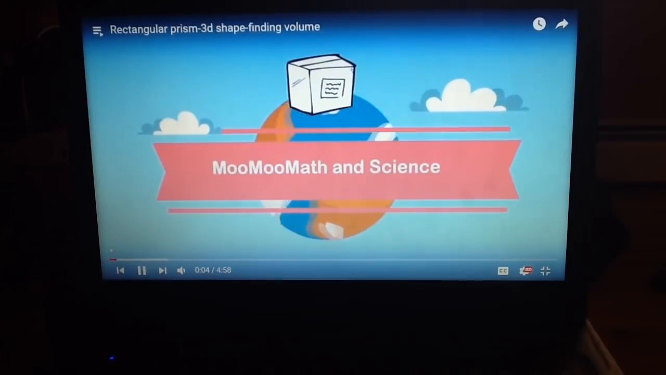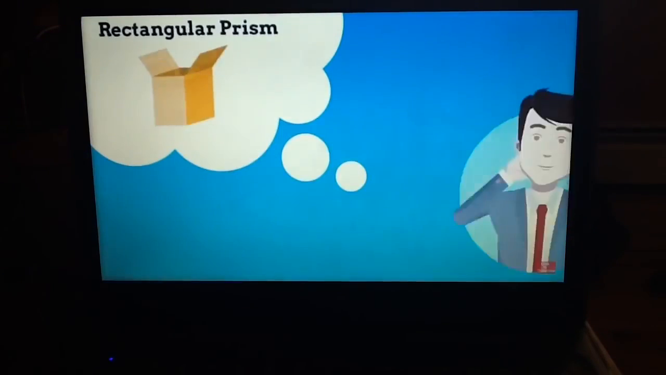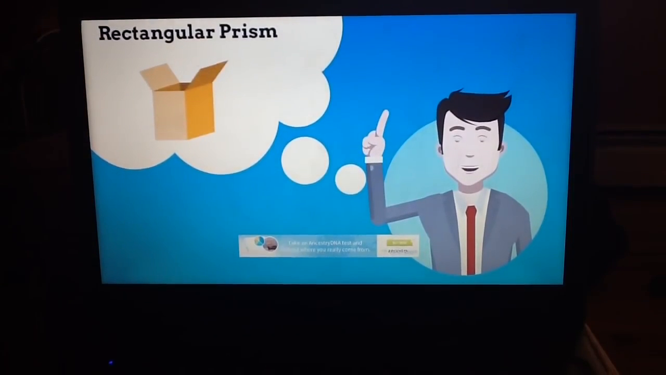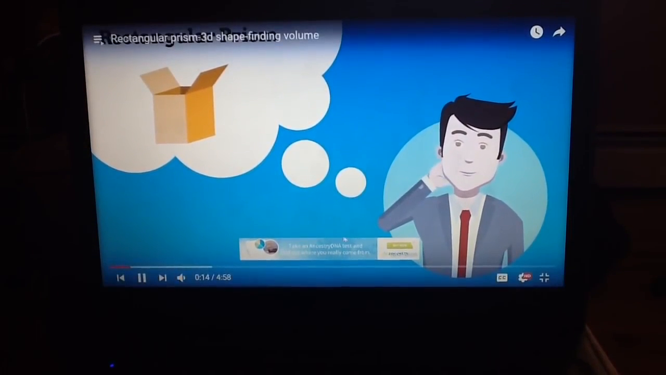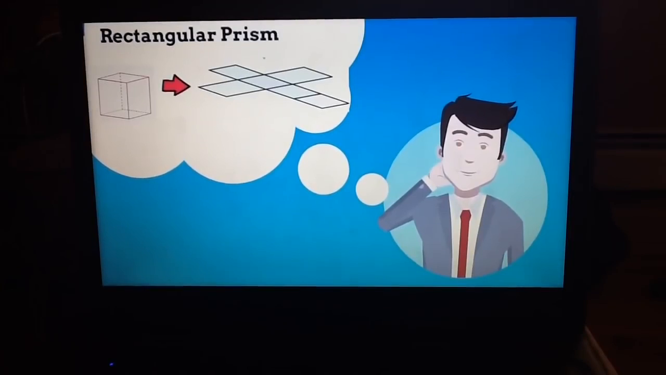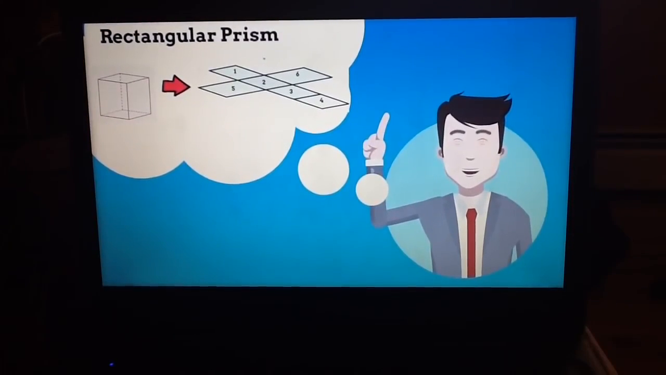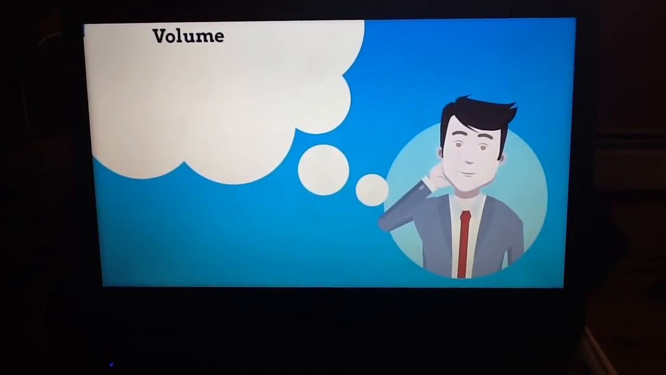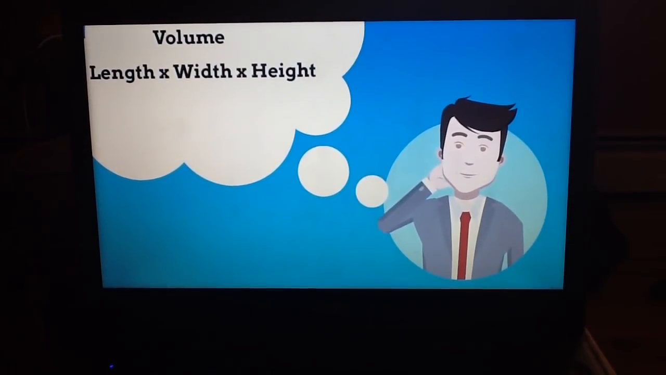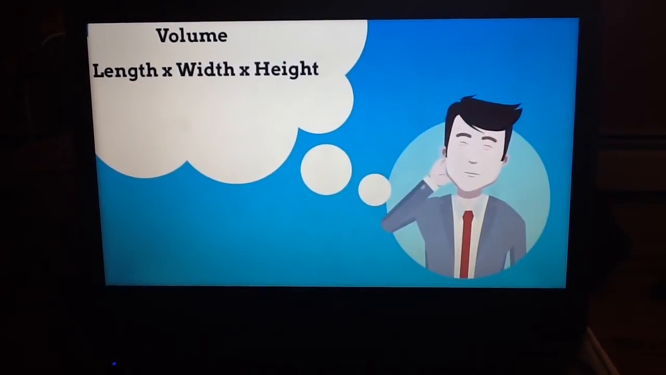I'd like to talk about finding the volume of a rectangular prism. A rectangular prism is a solid, three-dimensional object that has 6 faces that are rectangles. If you unfold a rectangular prism, it will look like this. Notice the 6 rectangles. You can find the volume one of 2 ways. First, you can multiply length times width times height. Or, if you know the area of the base, you can use base times height.